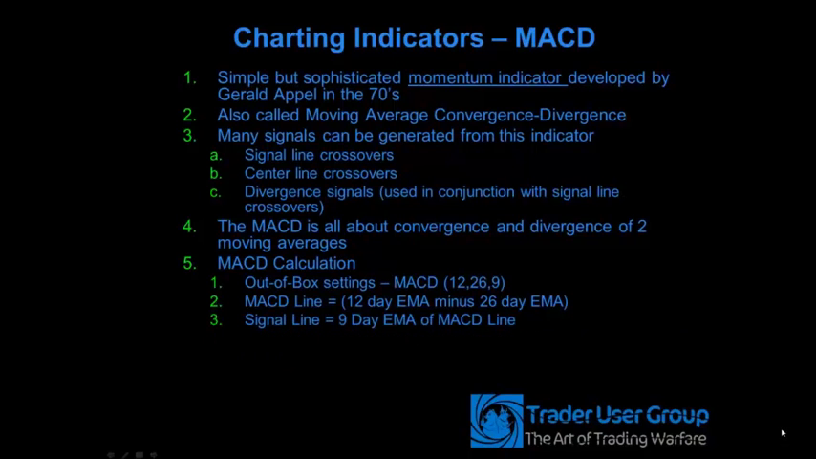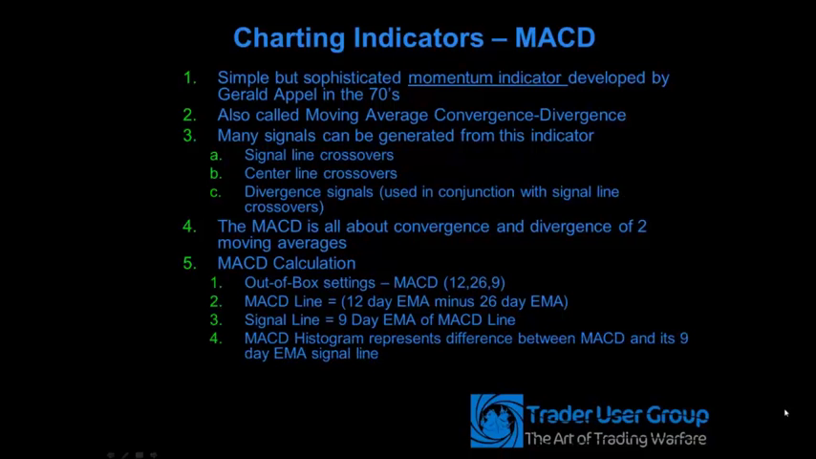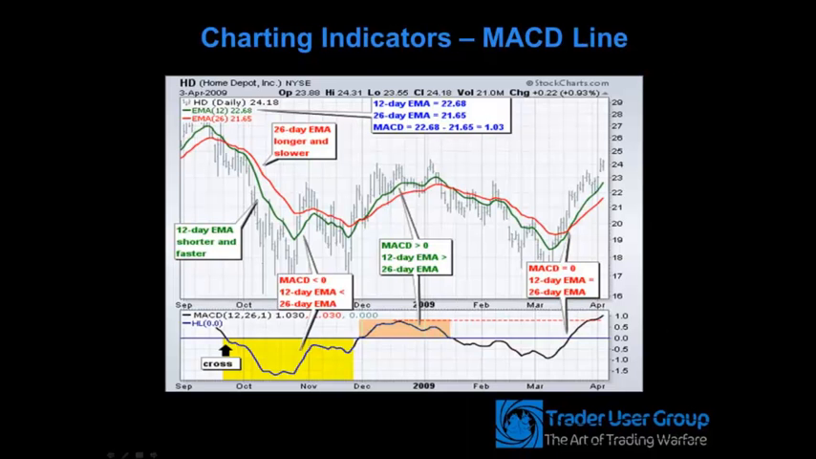All right. Then you take the signal line, which is the 9-day, in this case here, EMA of the MACD line. And then that gives you the signal line. The MACD histogram, which a lot of traders look at, but they don't really understand it, really represents the difference between the MACD line and its 9-day EMA signal line. Now, let's go to the charts, and I'll show you how all this works out so that it makes a little bit more sense here.